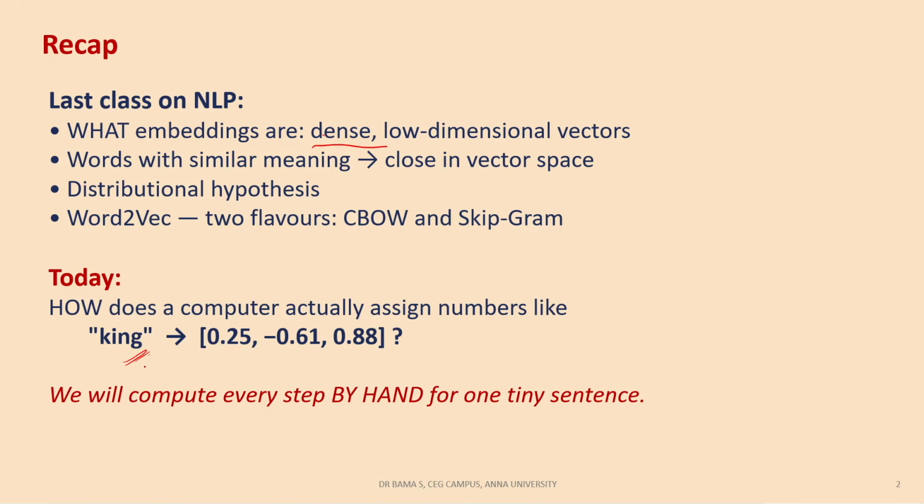Last class we saw only the application. We assumed that there are some numbers and that the words are closer in the vector space. So, today we will see how to compute these numbers and how a word is actually placed in the vector space. There is a king and suppose there is a queen, whose vector would be say 0.35, minus 0.59, 0.89. If they are close, we will say that these two are going to be closer in the vector space. How is it happening?